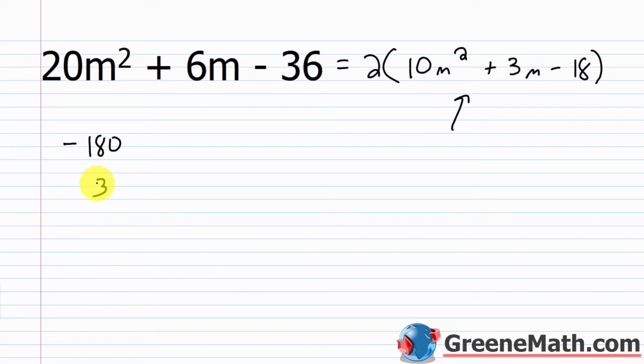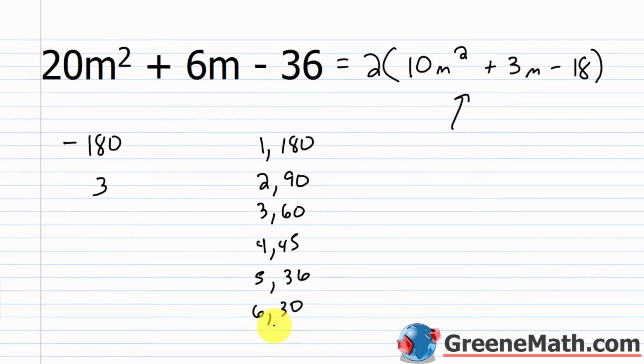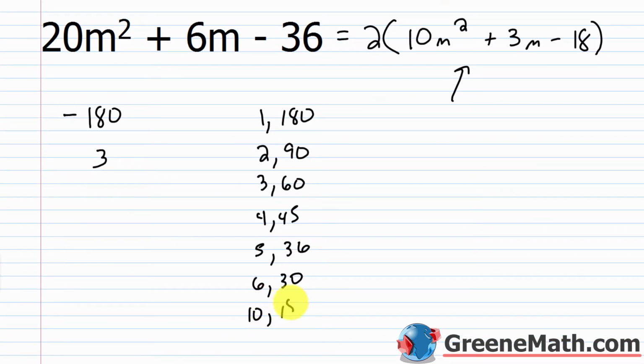So we think about that. We know that we're going to have a positive and a negative. So what are some factors of 180? Well, you've got 1 times 180. That's not going to work. You've got 2 times 90. That's not going to work. You've got 3 times 60. That's not going to work. You've got 4 times 45. Not going to work. You've got 5 times 36. Not going to work. You've got 6 times 30. Not going to work. Then you've got 10 times 18. That's not going to work. What else do we have? We have 12 times 15.